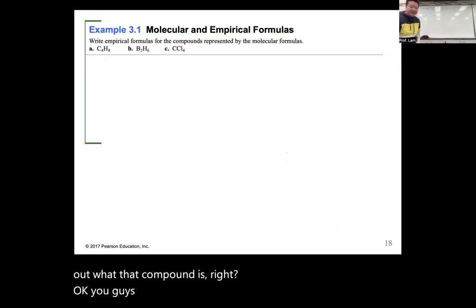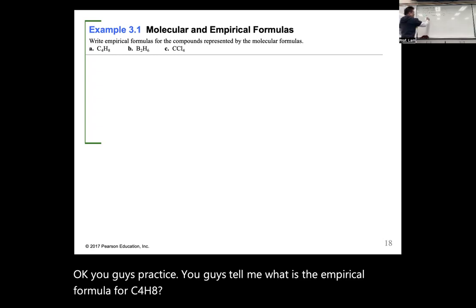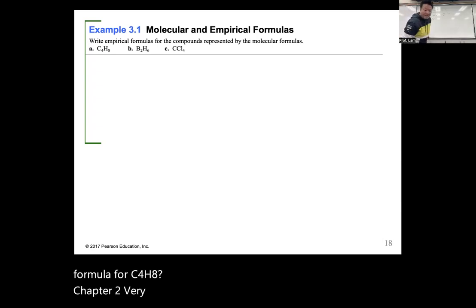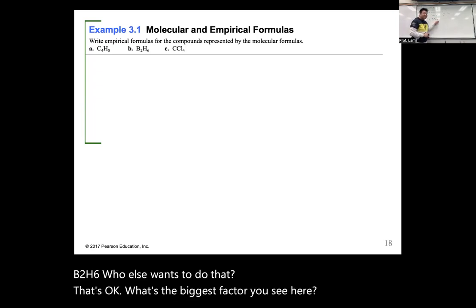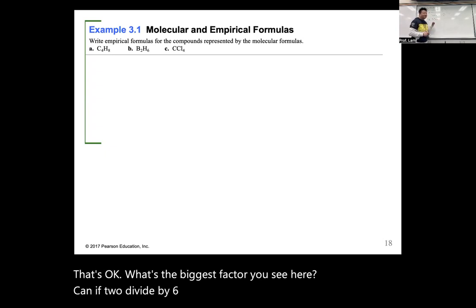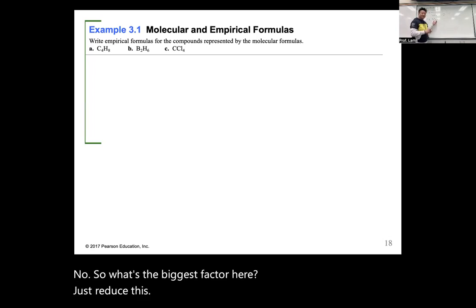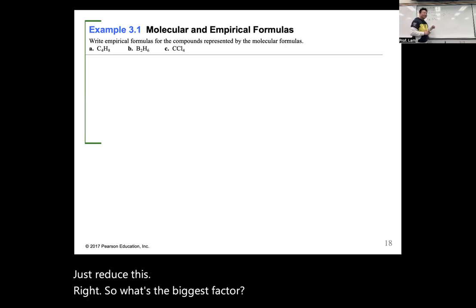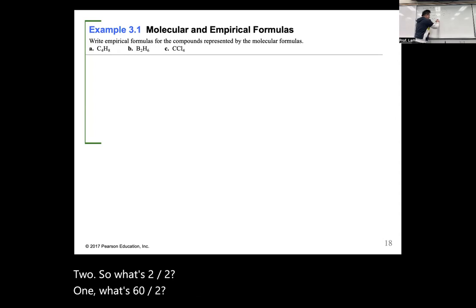Okay, you guys practice. Tell me, what is the empirical formula for C4H8? CH2, very good. Victor: B2H6. What's the biggest factor you see here? Just reduce this down. So what's the biggest factor? 2. What's 2 divided by 2? 1. What's 6 divided by 2? 3. So the empirical formula is BH3. That's all you do, right?